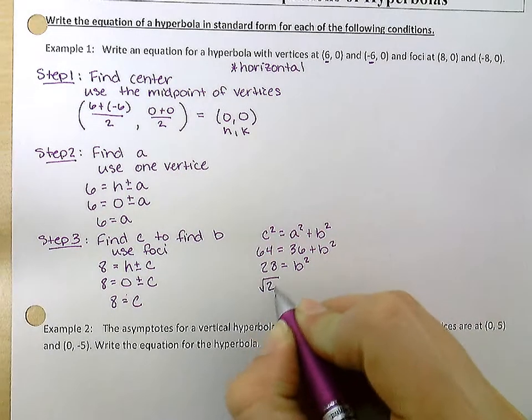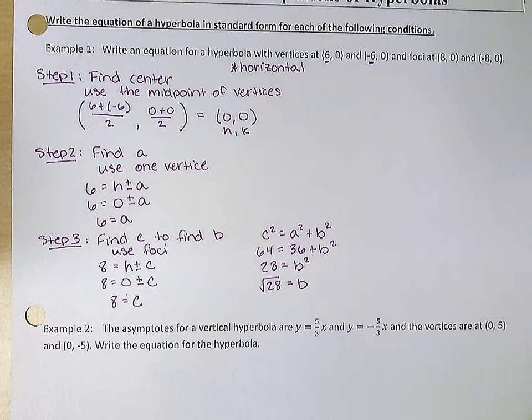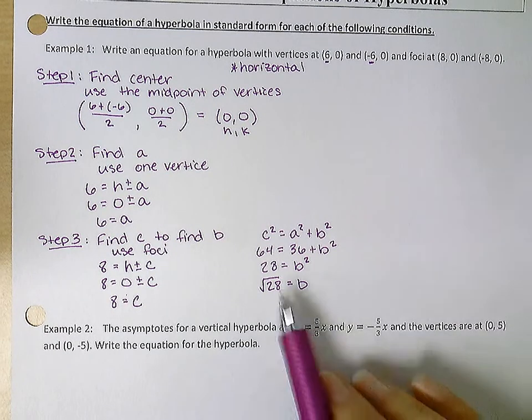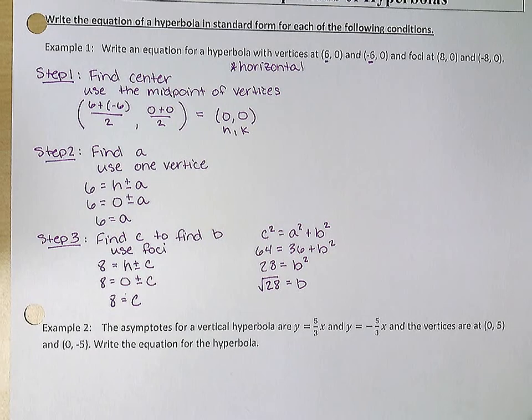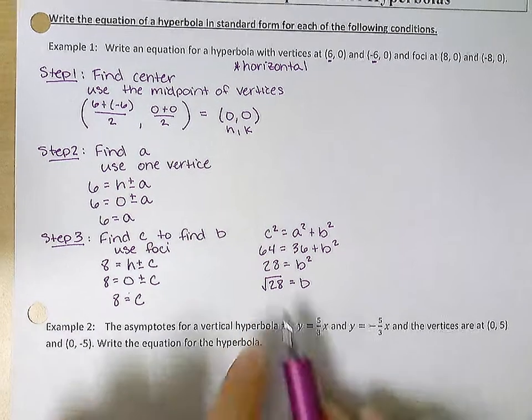So I have the square root of 28 is equal to b, and I want to leave it as a square root. Okay, remember when you're writing out an equation of a hyperbola, that a and b value are going to be squared at the end anyways. So when you take the square of a square root, it'll just cancel, and then you'll have a whole number in that denominator instead of a decimal. Okay, so leave it as that square root.